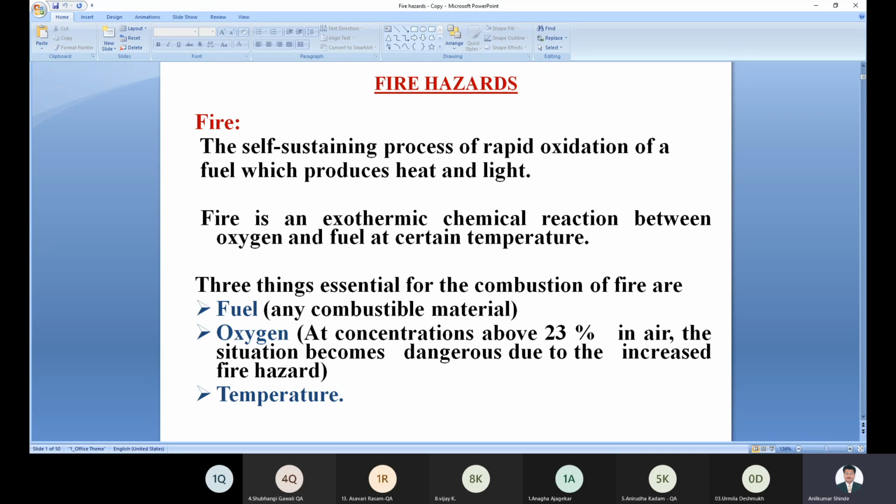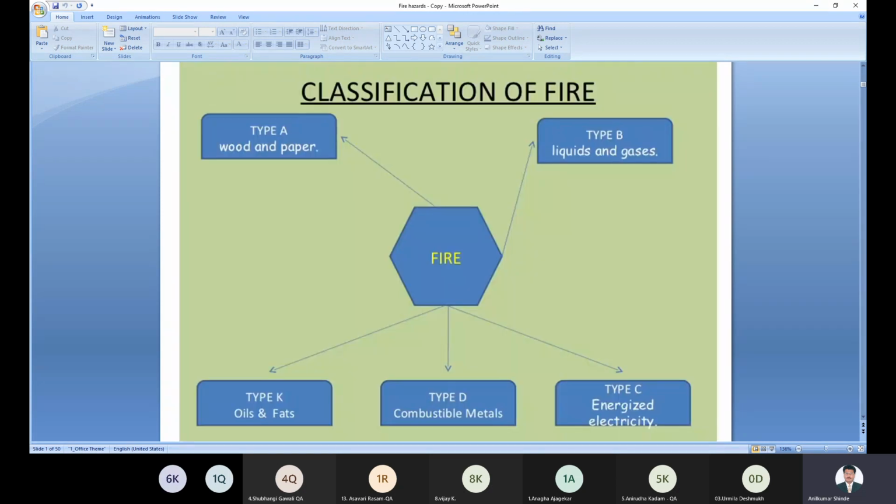It is a very dangerous situation once the fire happens. Then the temperature may be above 40 or 50 degrees centigrade, and that is possible. So these are the three very important things for combustion of fire and for increasing the fire. Then we have seen last time the different types of classification of fire.